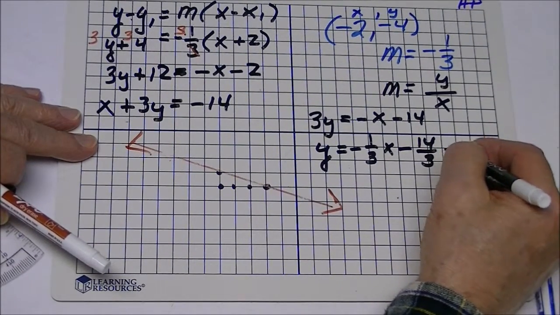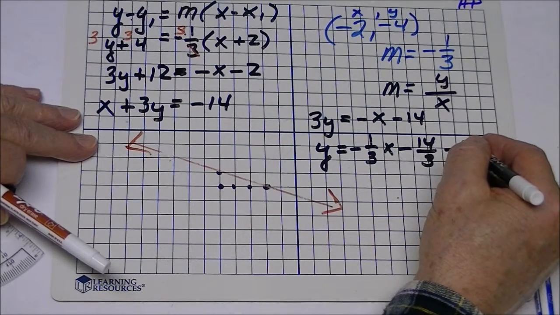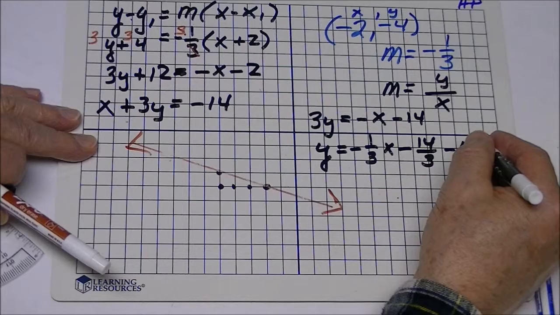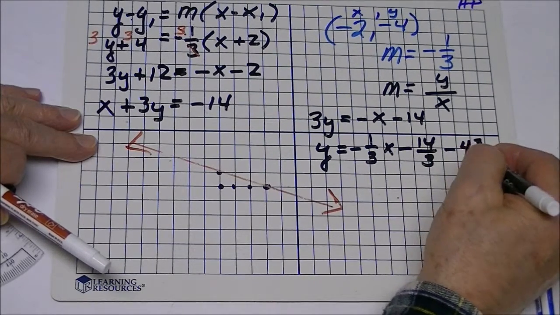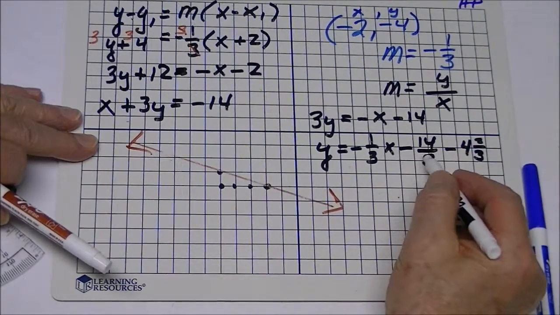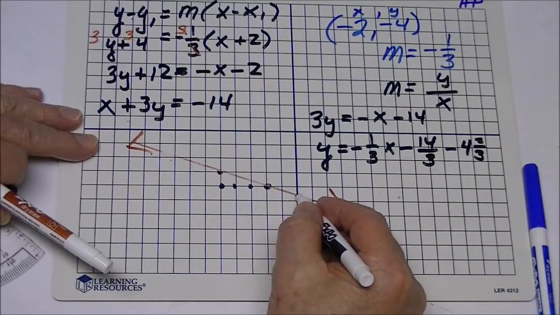Well, that's a negative 4 and 2/3. And since that is my y-intercept, notice it is right there.